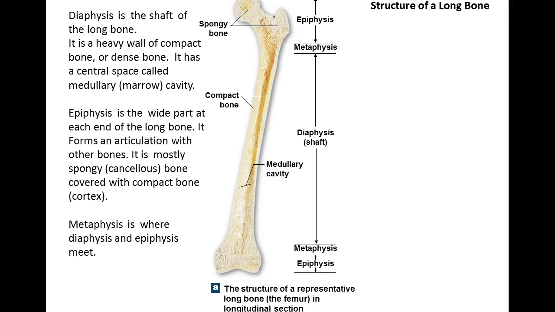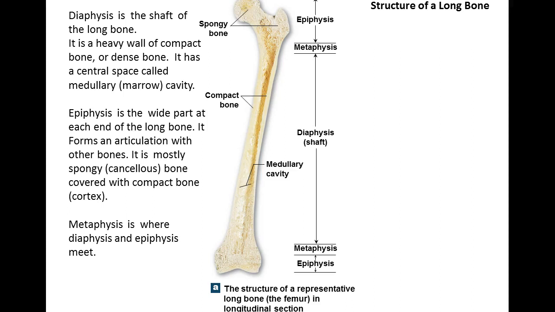The epiphysis is where you're going to form a joint with other bones, and most of the time the epiphysis is going to be spongy bone. And spongy bone has AKAs: cancellous bone and trabecula.